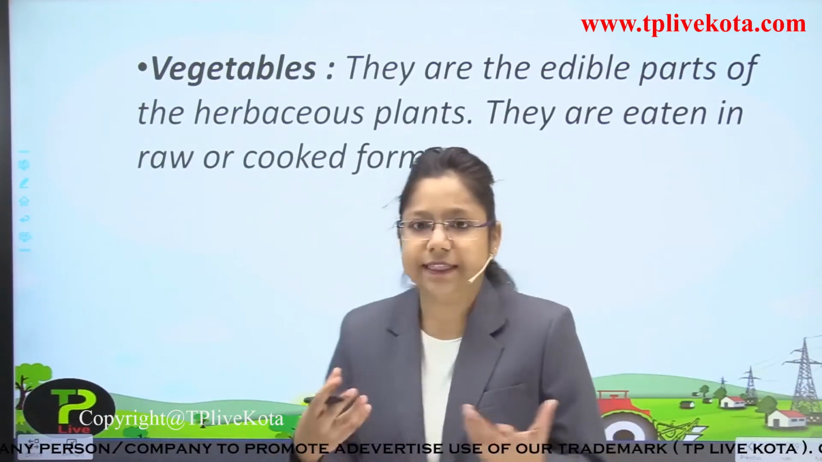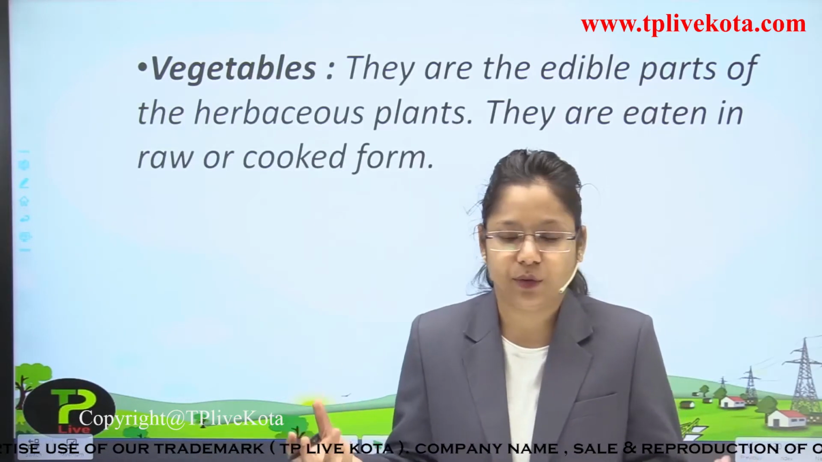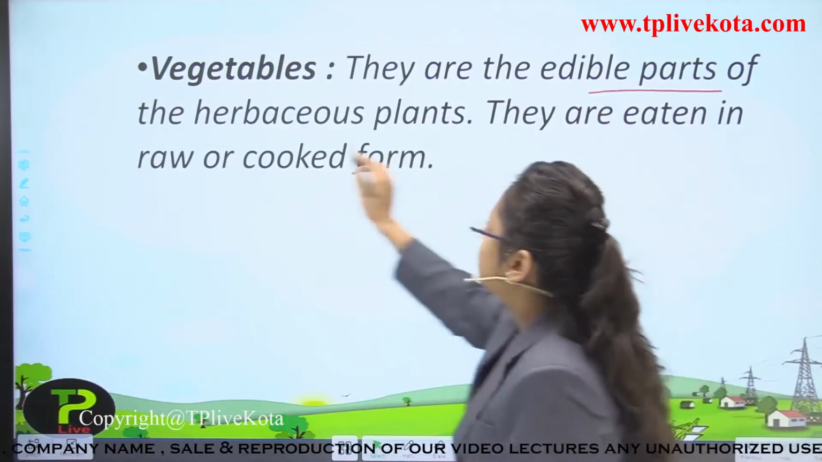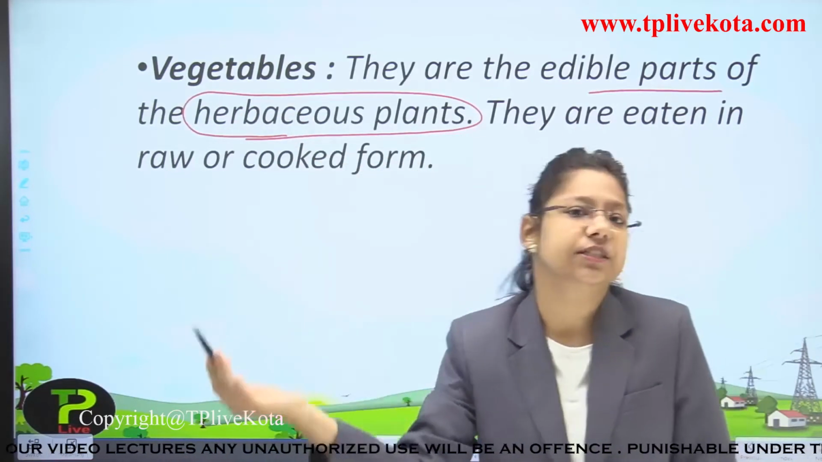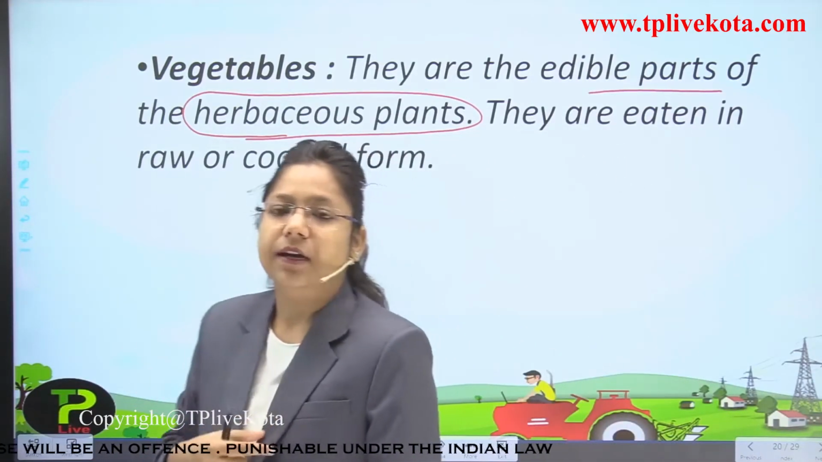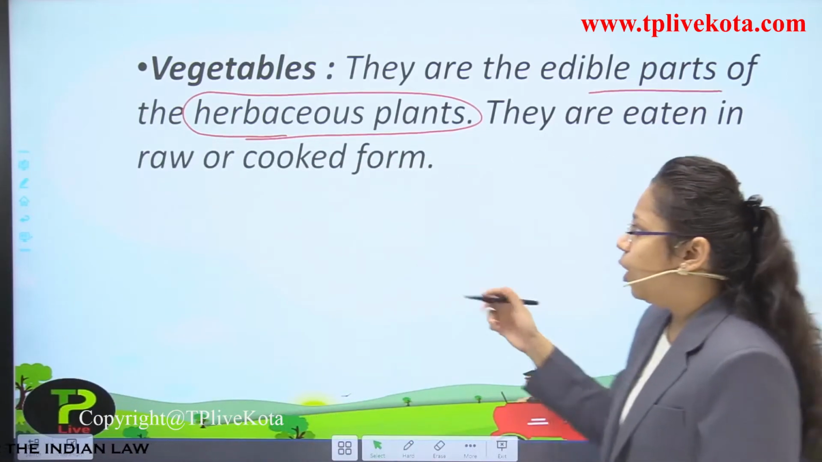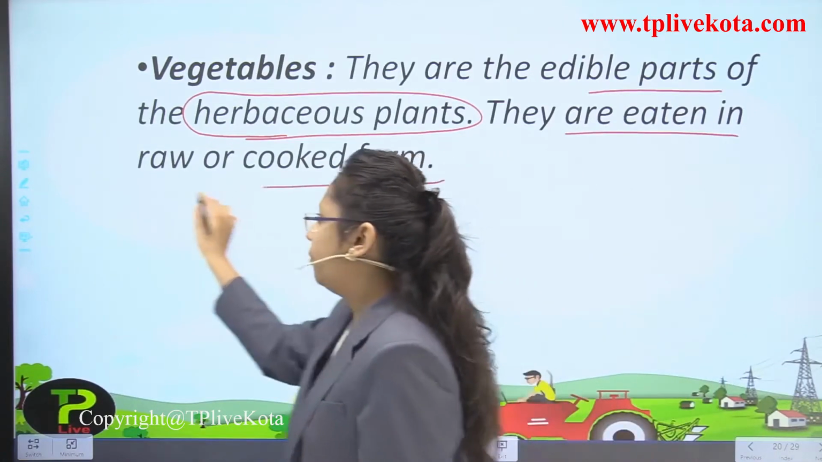Now moving on toward the next part, that is the vegetables. So what are vegetables? The edible part of the plant is known as vegetable. You know it very well. They are the edible parts of the herbaceous plant. What do you mean by herbaceous plant over here? Herbaceous means which are grown up by the herbs. Now they are eaten in raw or cooked form. You know that thing, they can be eaten raw or cooked also.